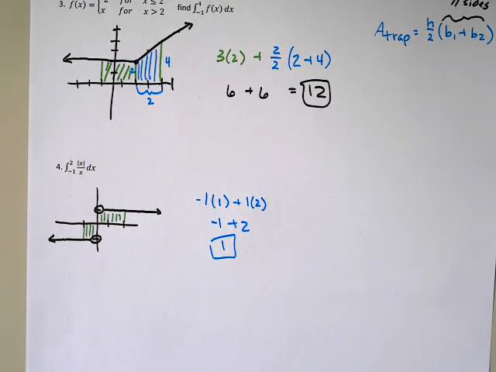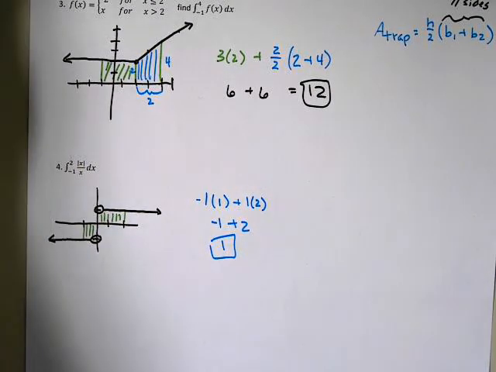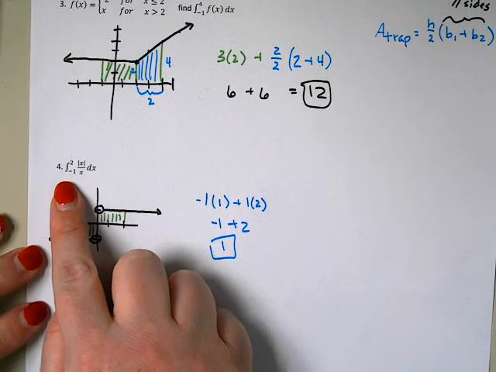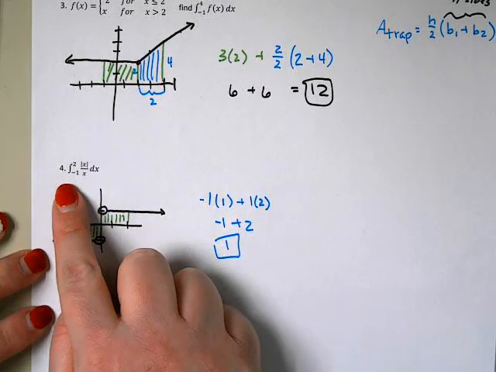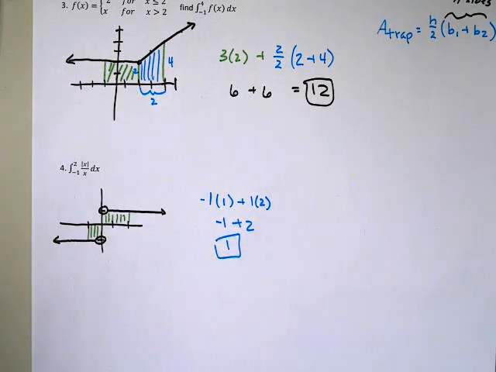Alright, so really the big thing that you need to know here is you need to understand what this notation means. Finding the area is just taking the integral, and then knowing that if it's above the x-axis it's positive, and if it's below the x-axis that it's negative.